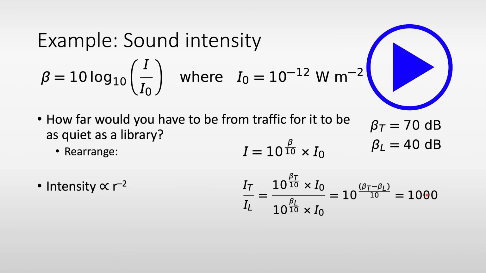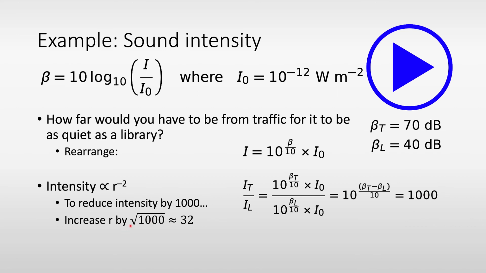Remember that the intensity is proportional to 1 over the square of r. So if we want to reduce the intensity by 1000, we need to increase the distance by the square root of 1000, which is approximately 32 meters in this case.